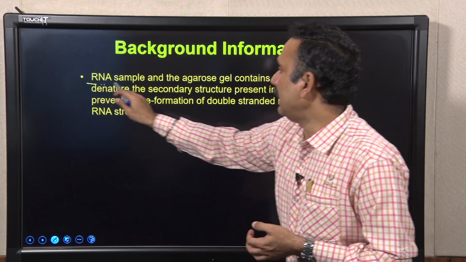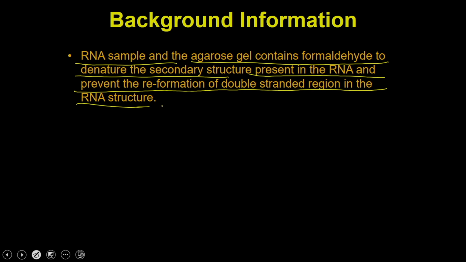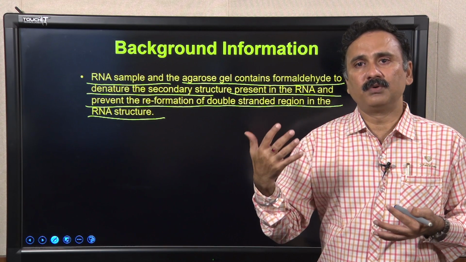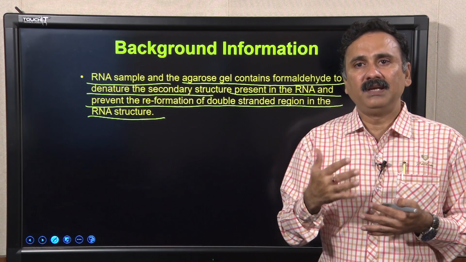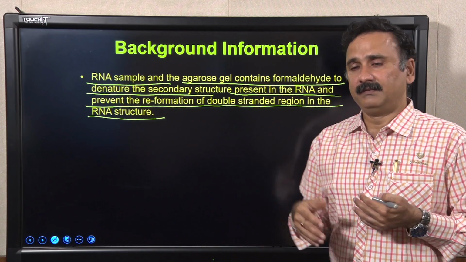How to do that? The RNA sample and the agarose gel contain formaldehyde to denature the secondary structure present in the RNA, and that prevents the reformation of double-stranded regions in the RNA structures. That is going to let you run the RNA as linear structures, and that is how you will be able to resolve the different RNA species nicely, and it will give you a better pattern.